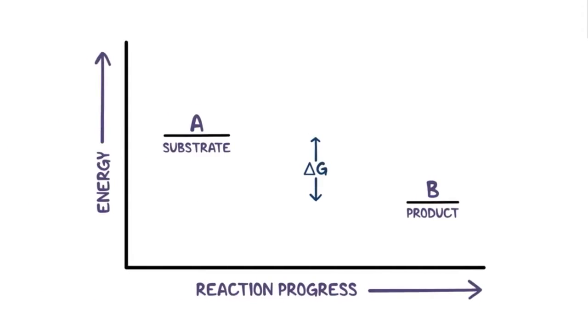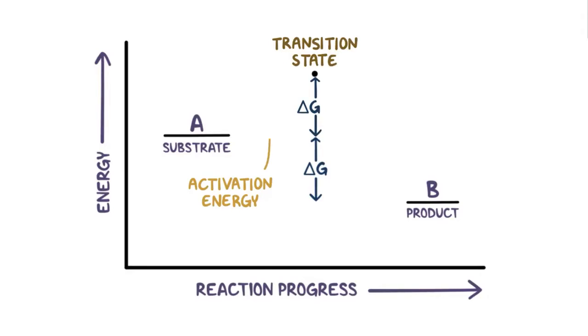So let's say we're looking at one such spontaneously occurring reaction. But between going from the substrate to the product, there's an intermediate transition step that has a really high energy state. The amount of extra energy the substrate needs to get to the transition state, so the height of the upslope, is called the activation energy, or delta G++.